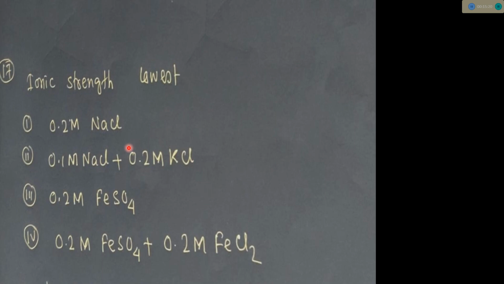Four solutions are given, and among the four solutions, which solution has the lowest ionic strength? 0.2 molar NaCl, 0.1 molar NaCl plus 0.2 molar KCl solution, 0.2 molar FeSO4 solution, 0.2 molar FeSO4 plus 0.2 molar FeCl2 solution.